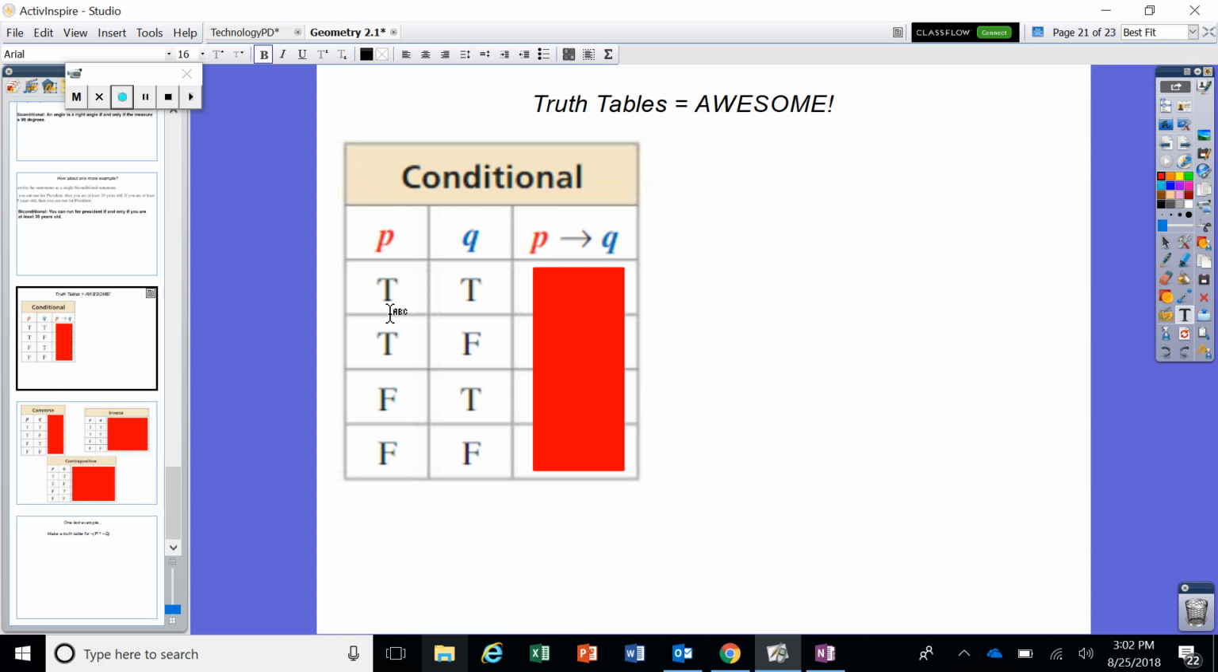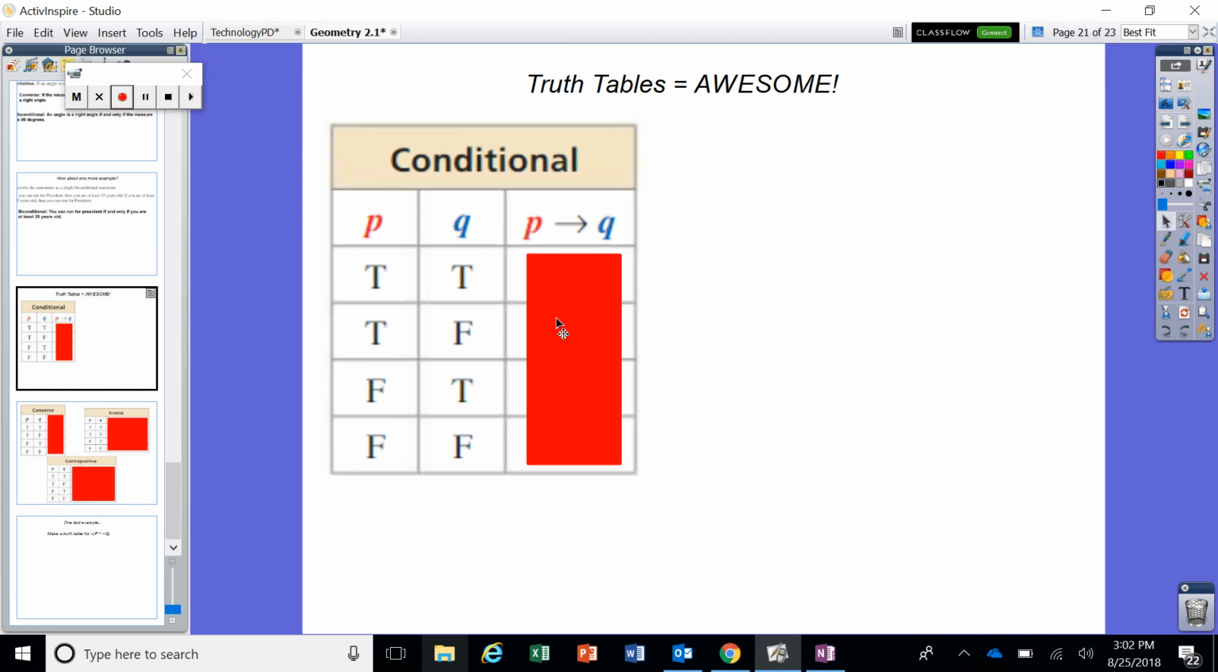The hypothesis could be true, and the conclusion could be true. The hypothesis could be true, the conclusion could be false. The hypothesis could be false, the conclusion could be true, or they both could be false. And now it's our job to figure out what happens when you get a true implies true, a true implies false, a false implies true, and a false implies false. So let's see what happens.